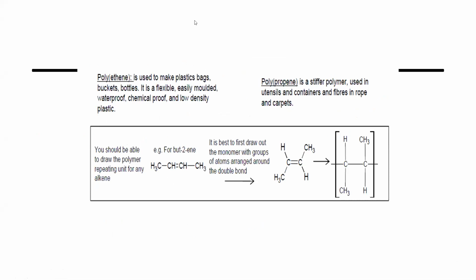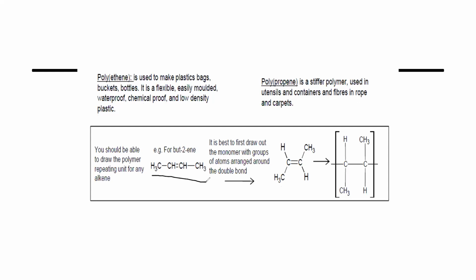Then the use of polyethene. Polyethene is used to make plastic bags, buckets, bottles. It is flexible and it can easily be molded. It's waterproof, chemical proof, and a low density plastic. Whereas polypropene is a stiffer polymer, it is used in utensils, containers, fibers in rope and carpets.